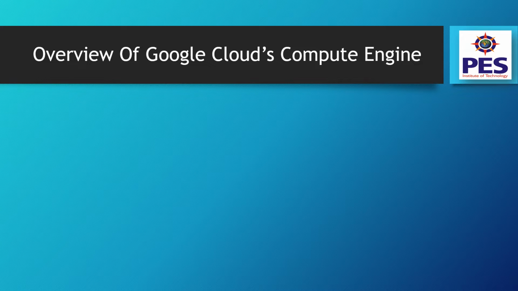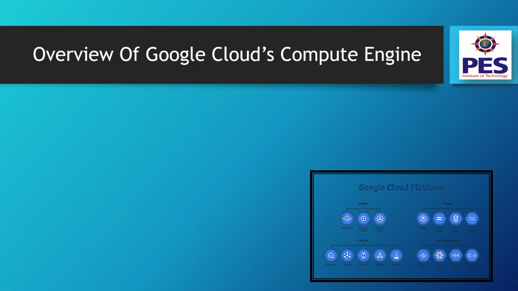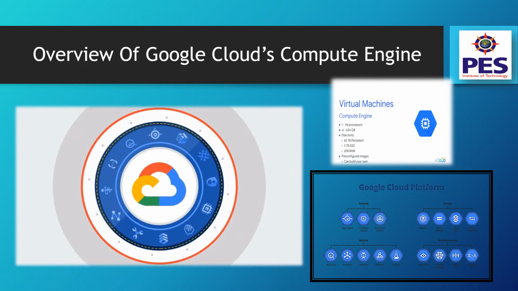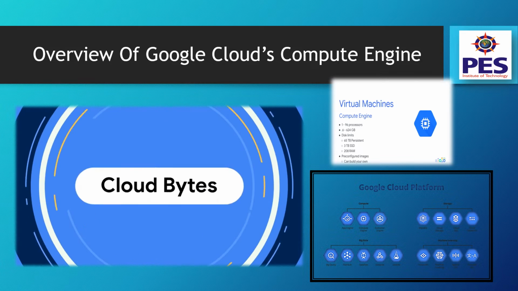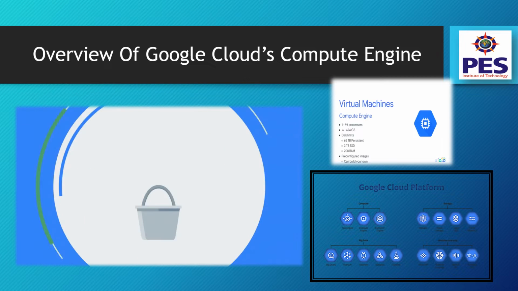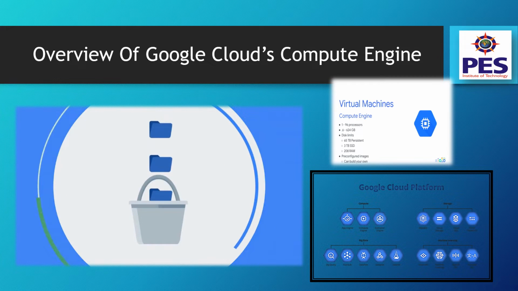Let us get an overview of Google's Cloud Compute Engine. Google's Cloud Compute Engine is an infrastructure as a service that offers customers virtual machines in the cloud server resource instead of acquiring and managing server hardware. It offers virtual machines running in Google's data centers connected to worldwide fiber networks.